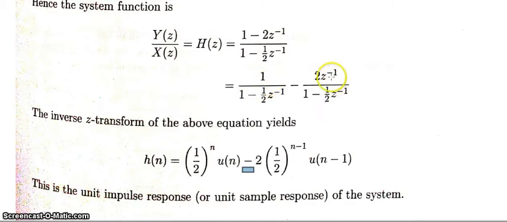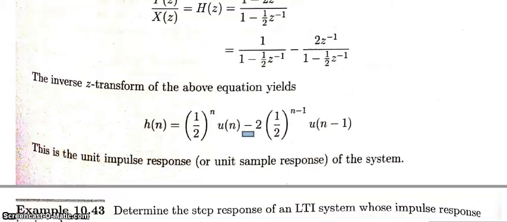But see, the numerator is multiplied with the term z inverse, and we know this term comes when there is a time shift. The time shift is of the original signal 1 by 2 raised to n u of n, shifted by 1 unit. Therefore, the inverse of this second term is, here it has to be plus 2 into 1 by 2 raised to n minus 1 u of n minus 1. So this is the impulse response of the given system.